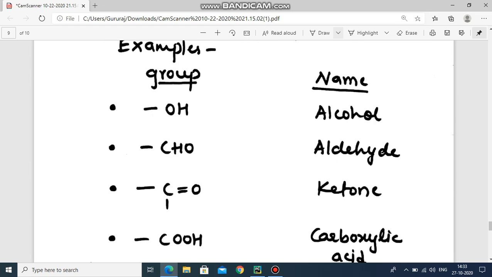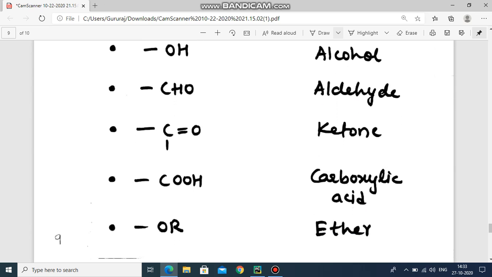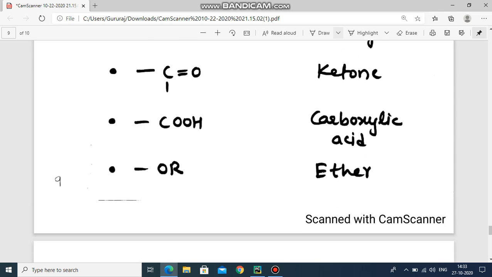Example, the OH group. It has the name alcohol group. The CHO group is called the aldehyde group. Then the C double bond O group is called the ketone group. Then the COOH group is called the carboxylic acid group, and OR is called the ether group. All these are various examples of functional groups.